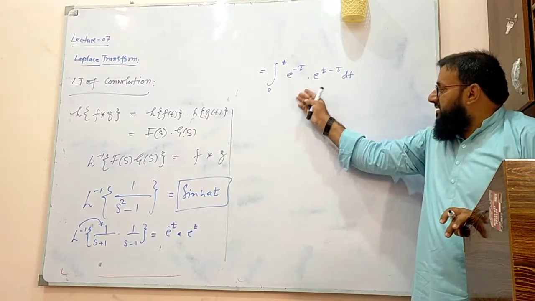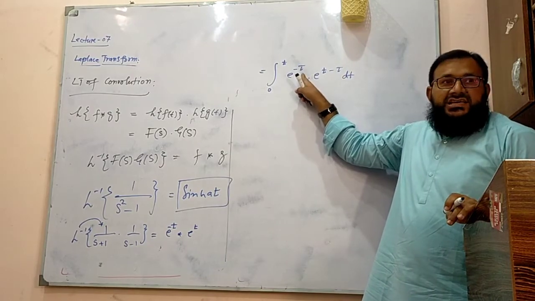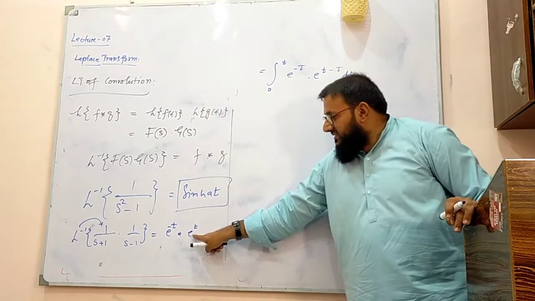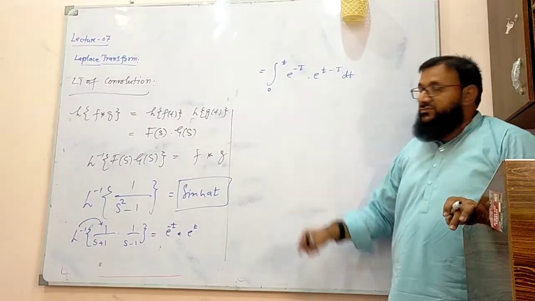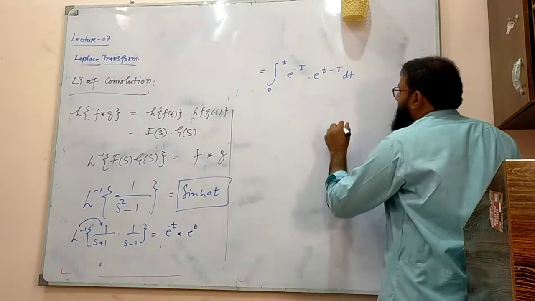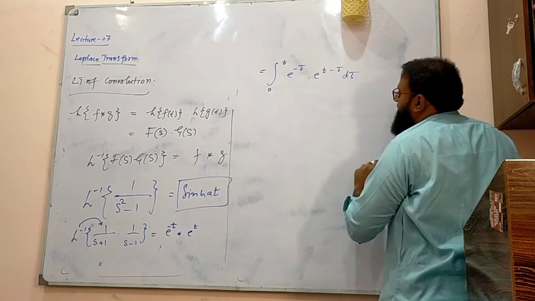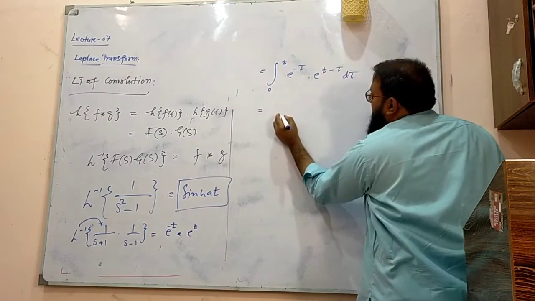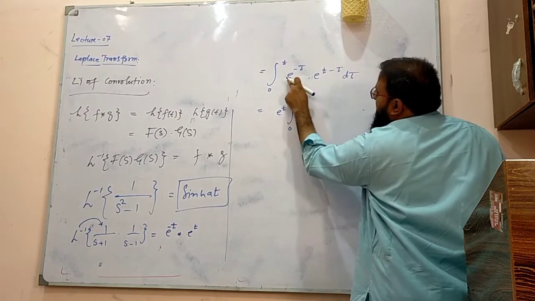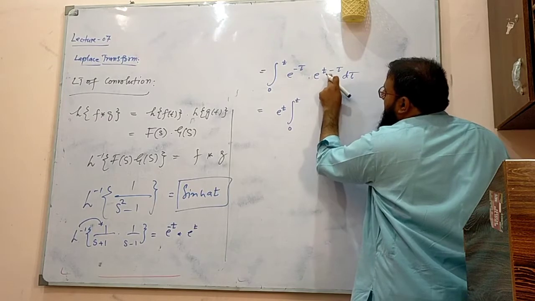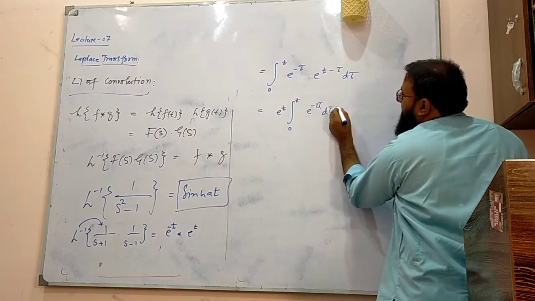Because I have taken f of t but just changed the variable, and g of t is this, I have written g of t minus tau. I know very well this is convolution. Let us evaluate this. So e power t is outside the integral from 0 to t. This becomes e power minus tau, e power minus tau, e power minus 2 tau d tau.